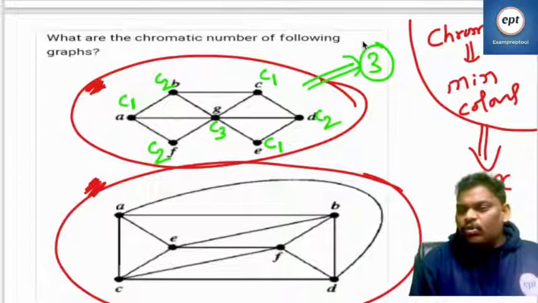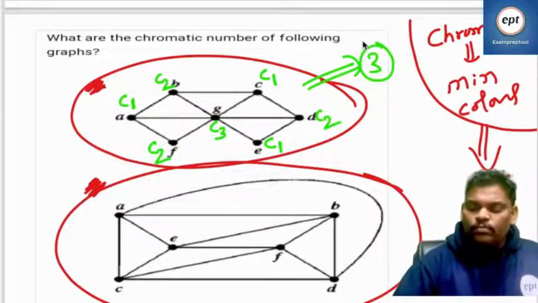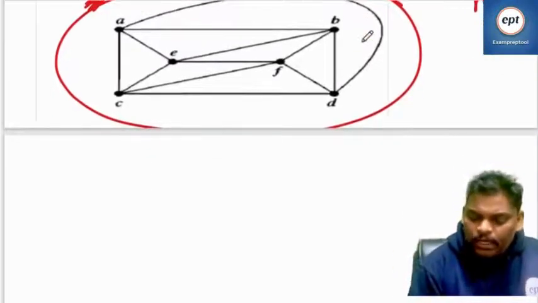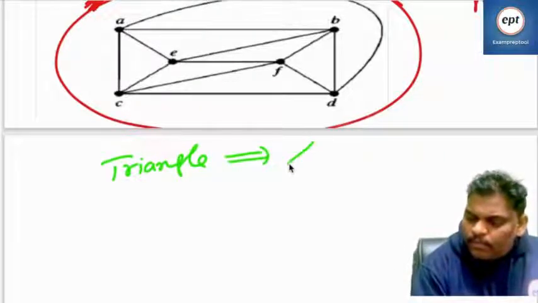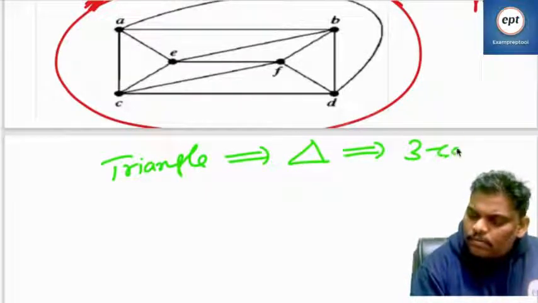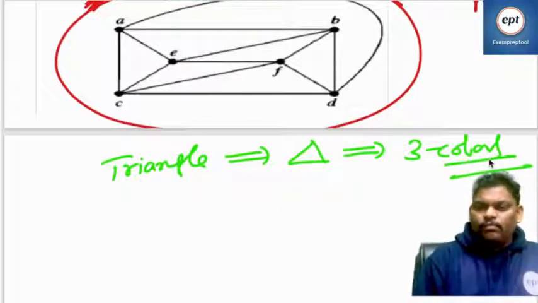Saurabh is saying that the answer is 2 and 4. How 2, man? Whenever a triangle is there, how 2? Let me write now. Triangle there, 3 colors.